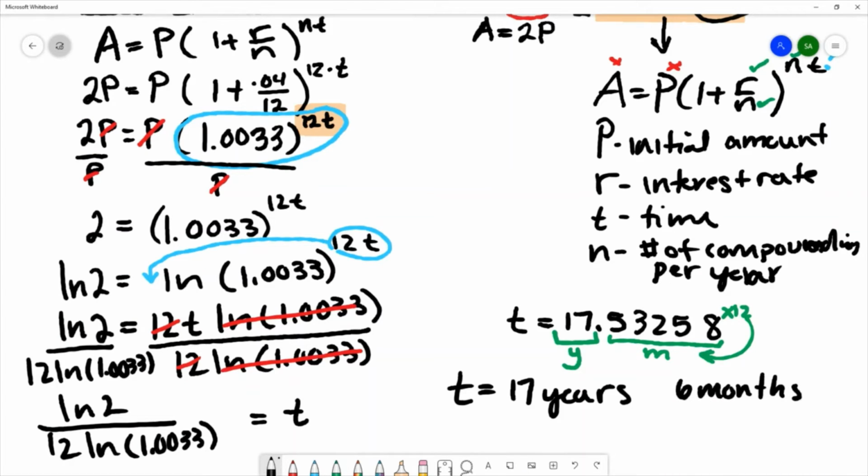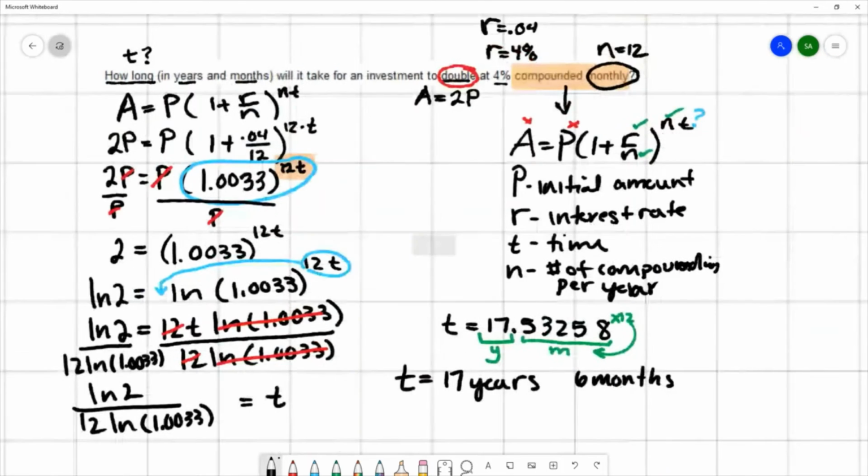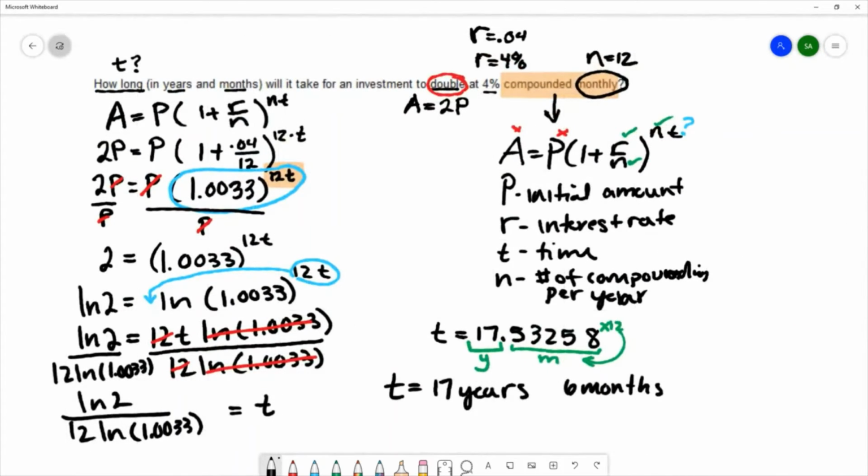So I'm going to zoom out so we can see the whole question for a second here. How long in years and months will it take for an investment to double at 4% compounded monthly? It will take 17 years, 6 months to double our investment at 4% compounded monthly.